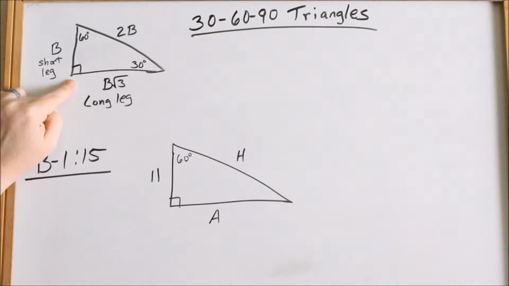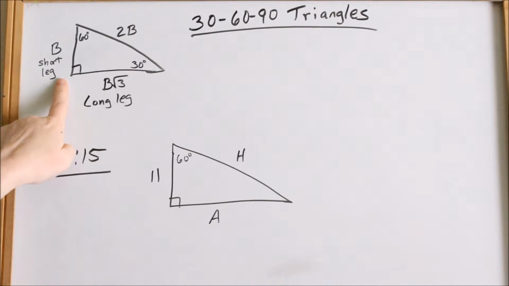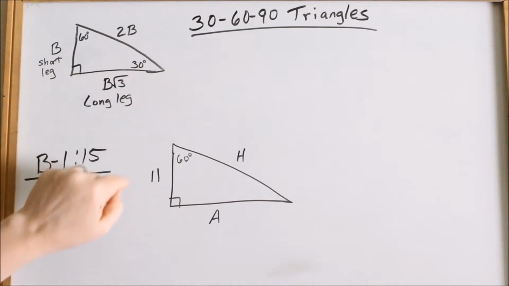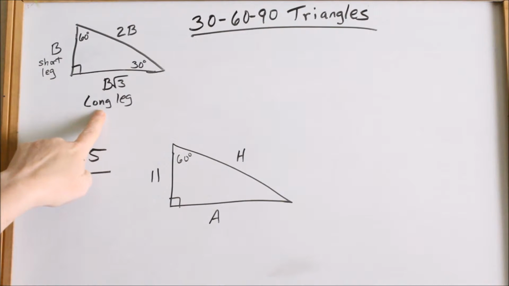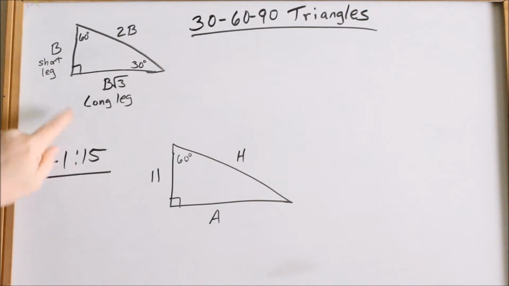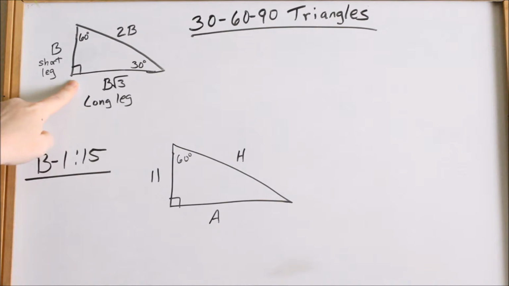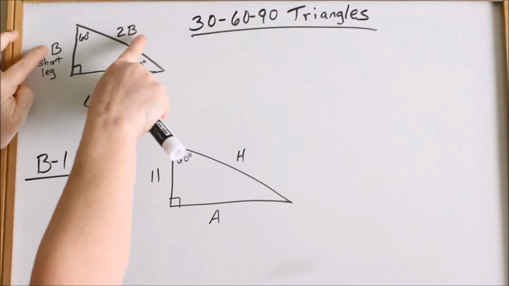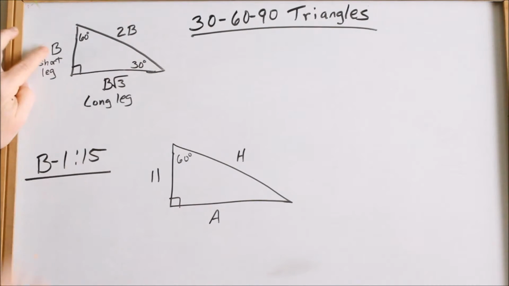So on a 30, 60, 90 triangle, this side is called the short leg because it's opposite the smaller angle. This side is called the long leg because it's opposite the larger of the other two angles. Okay, as a reminder, the hypotenuse is still opposite the 90 degrees and the hypotenuse is always the longest side. But of these two sides, we call this the short leg and the long leg. The short leg is represented with the B. Then the hypotenuse will be 2 times the short leg.